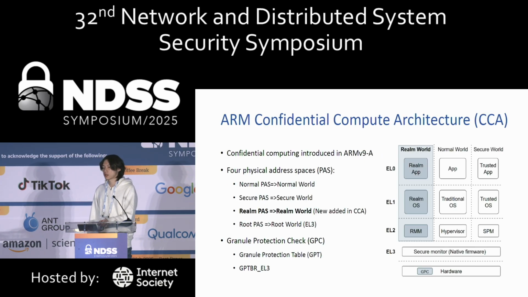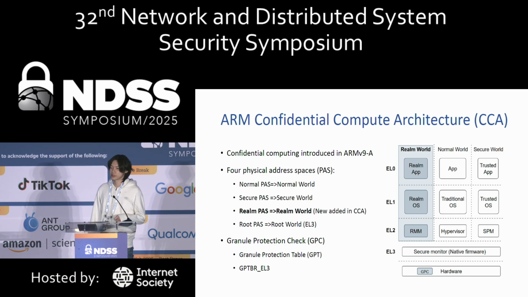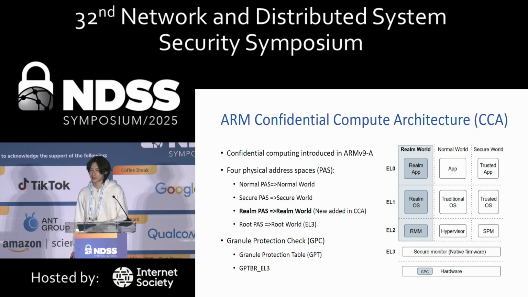So we first talk about the new ARM architecture named Confidential Compute Architecture, also known as CCA. It was introduced in ARM v9-A several years ago. It has 4 physical address spaces: the normal path for the normal world, the secure path for the secure world, and the realm path for the realm world, which is newly added in CCA. And the Granule Protection Check is also a significant mechanism of the ARM-CCA architecture.